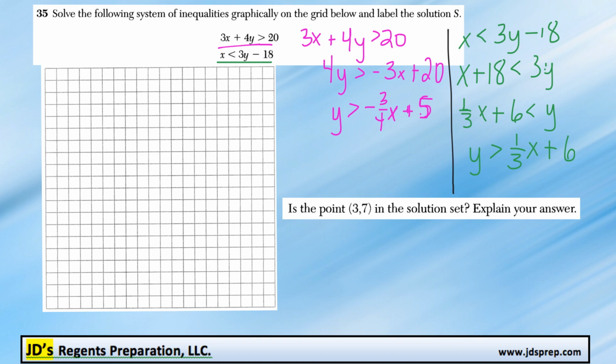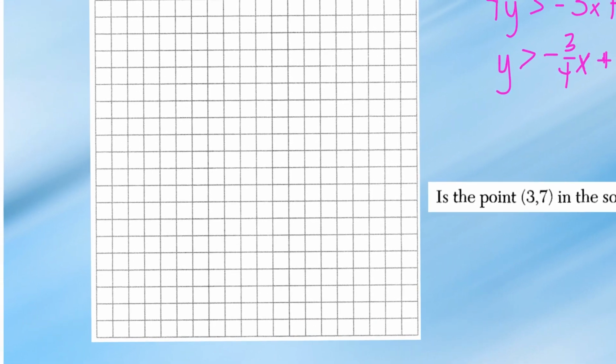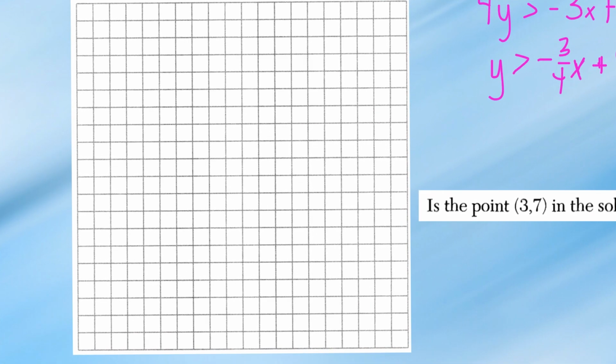All right, to graph this a little bit easier, I'm just going to zoom in a bit. Okay, right around there. Let's draw our x and y axes. It looks like, I don't know if there's a center point here. Let's just make this the center. And this looks about right too. All right.